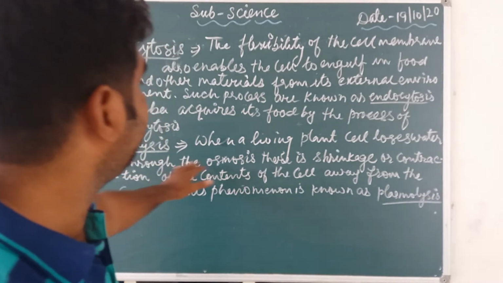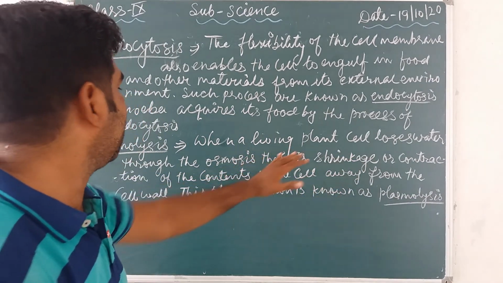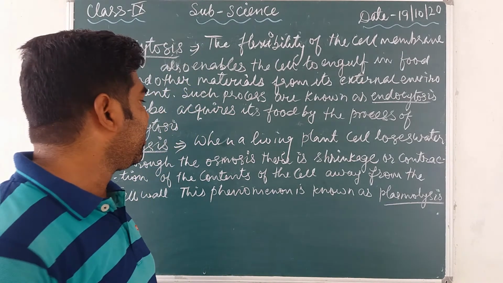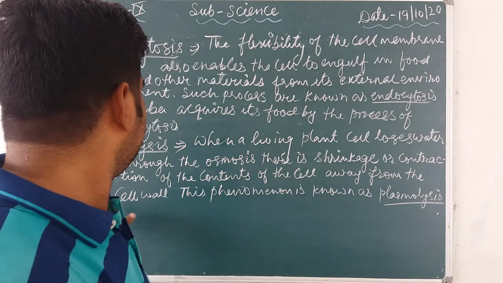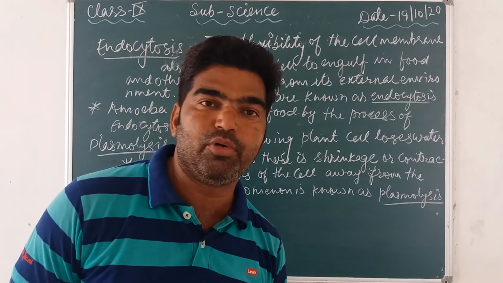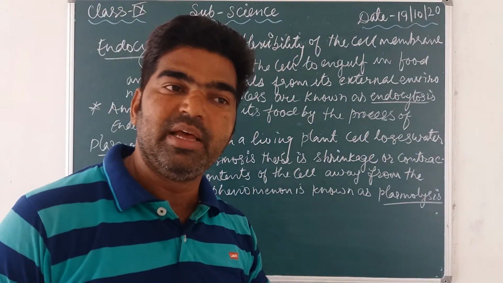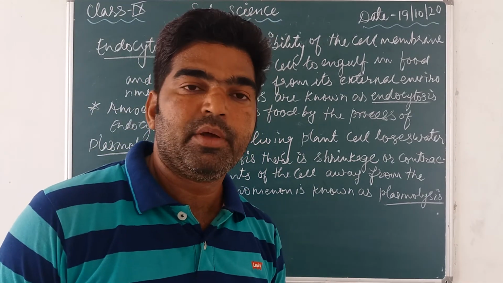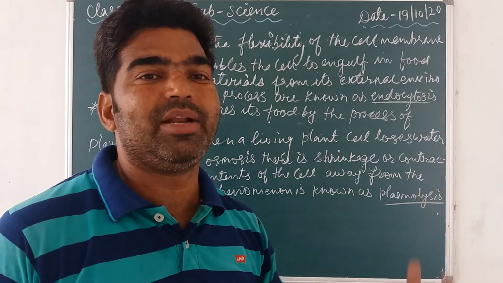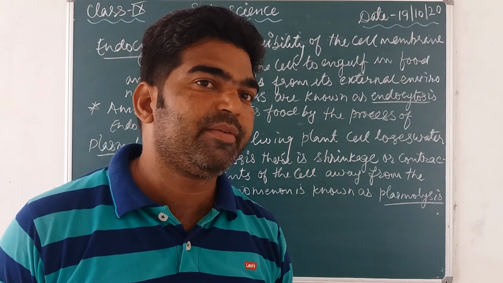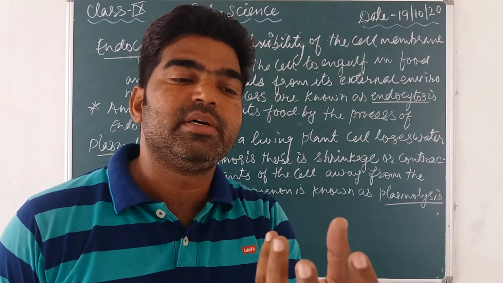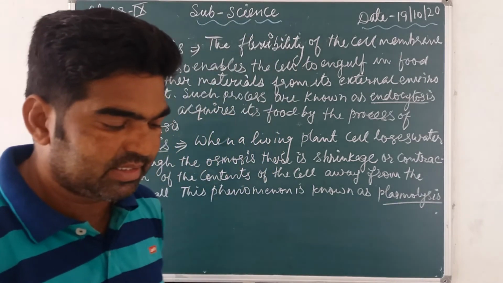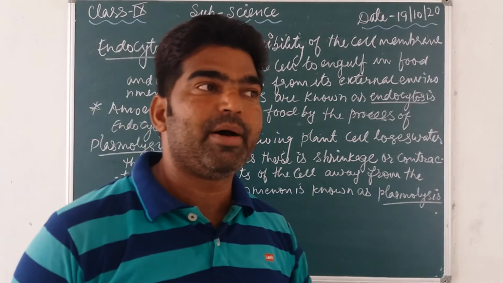Plasmolysis means when a living plant cell loses water through osmosis, there is a shrinkage or contraction of the contents of the cell away from the cell wall. This phenomenon is called plasmolysis. Plasmolysis is a process in which the liquid content inside a plant cell starts getting lost, starts releasing. So due to what happens, the size of the cell becomes reduced and it shrinks. So this phenomenon is called what? Plasmolysis.